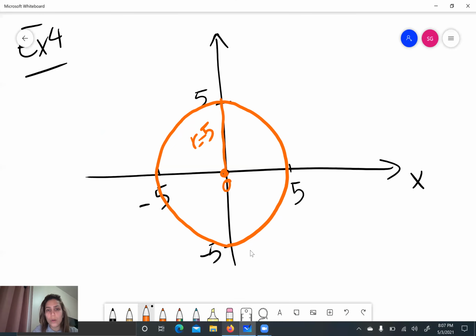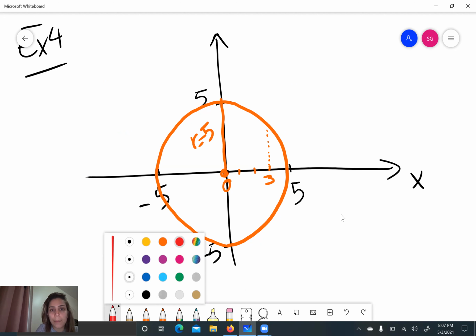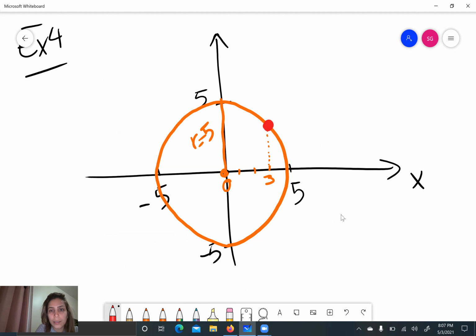Now the question is, find a point on this circle with an x value of 3. So if the x value is 3, 1, 2, 3, it's going to be this point. So it's asking me about this point, where the x value is 3. What is the y value of this point?